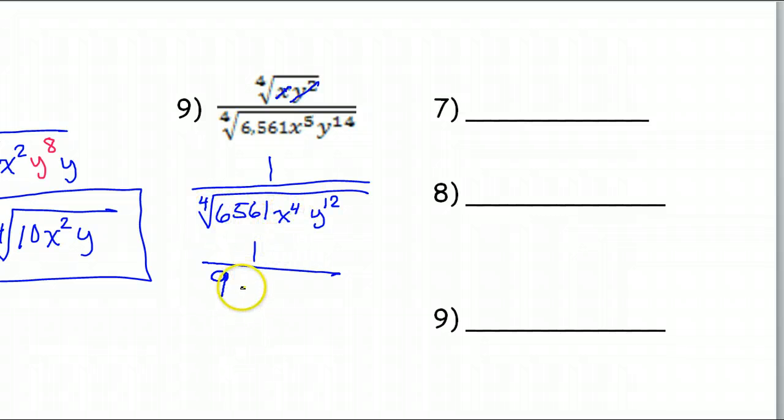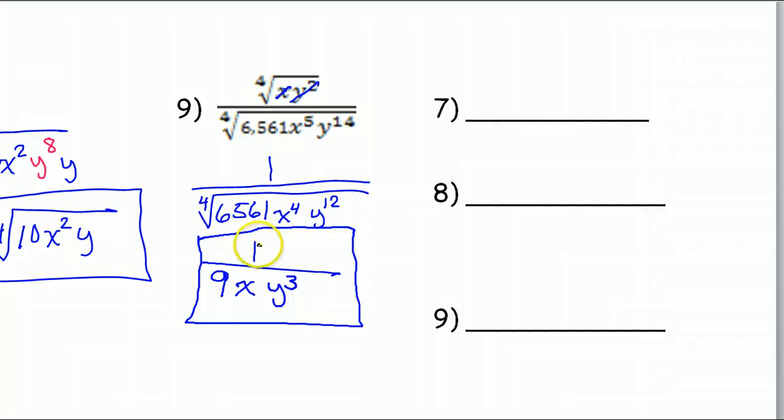4th root of x to the 4th power is just x, because I'm doing 4 divided by 4, is 1. And the 4th root of y to the 12th power is y to the 3rd power, because 12 divided by 4 is 3. Alright, and this will be the final answer. A common mistake is to not put the 1 and just put 9xy to the 3rd power. So don't do that. This leftover stuff is in the denominator, so you have to show that this stuff is in the denominator by putting a 1 over it. So that's number 9.